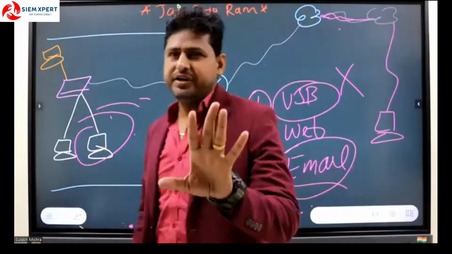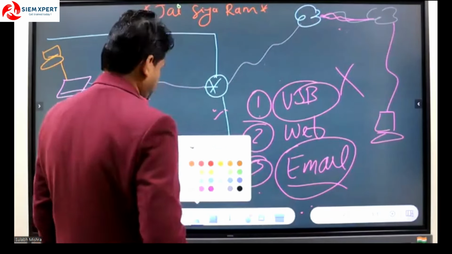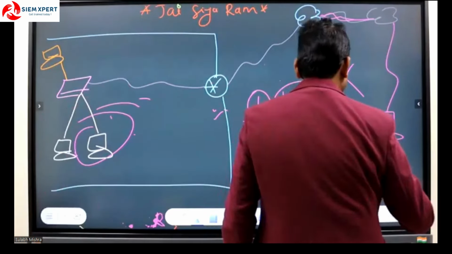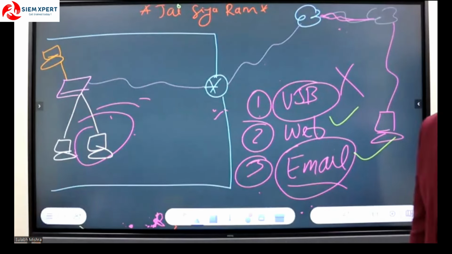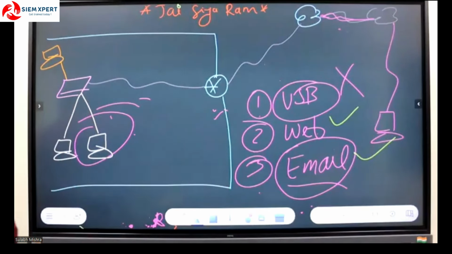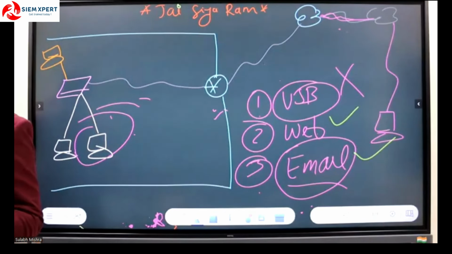Understand? So majority of the time, we have to monitor these 2. What are those? Web and email.